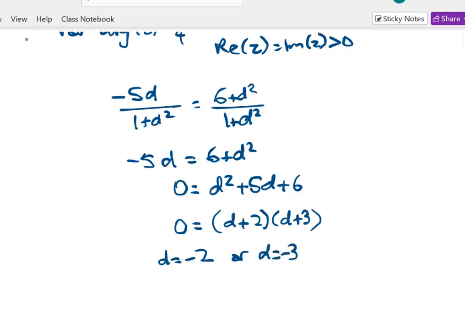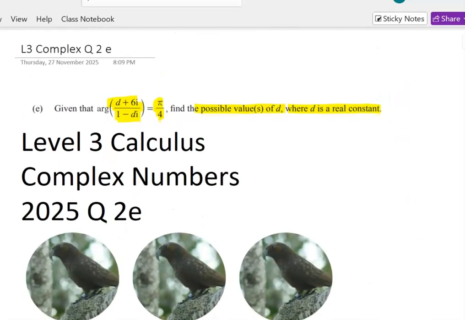So let's put those back into the very start of the question and just check that it all flows through. I know some of you are using graphics calculators to do this. I'm just going to do this by hand using my brain. But remember, go back to the question and just see what we had to show. We had to find (d + 6i) over (1 - di), find the argument and show that it's pi on 4.